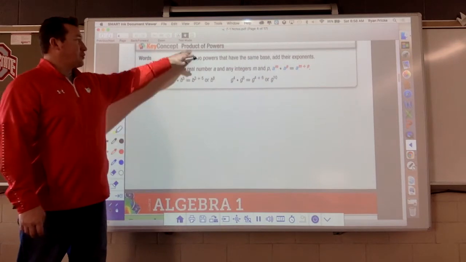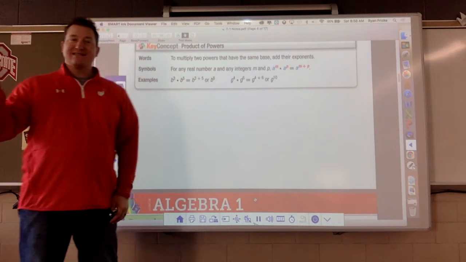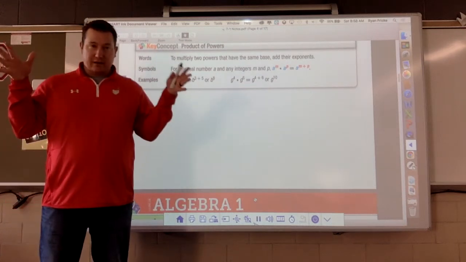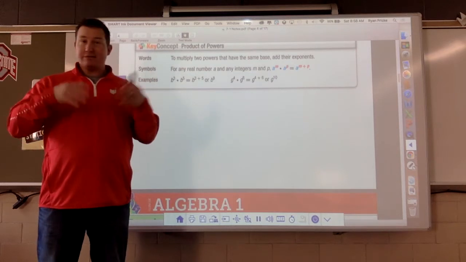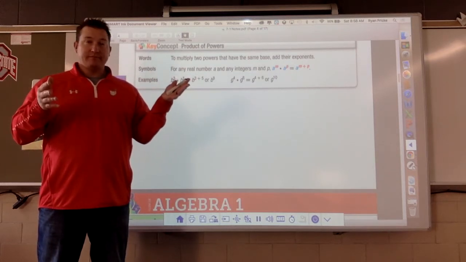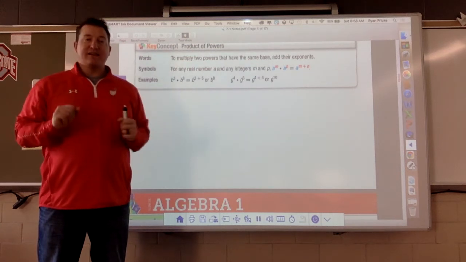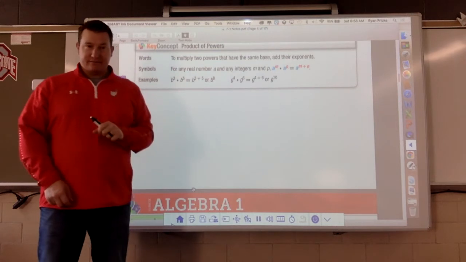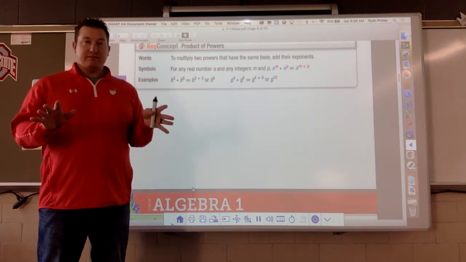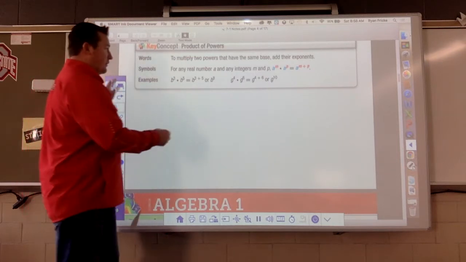So we're going to get into our product rule, okay? Our product rule merely says this. If we are multiplying and we have 2 variables, doesn't matter what they are, a, b, x, y, and we have the same variables, and they're raised to different powers, okay? G to the 4th times G to the 6th. Keep the base, which would be G, we probably need to talk about that real quick, and add the powers, okay?